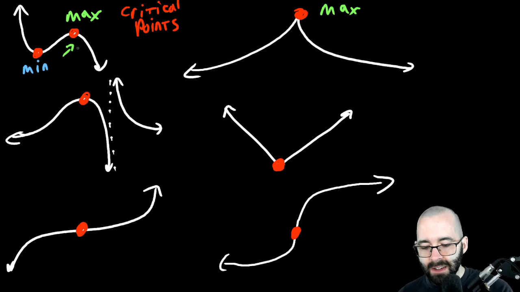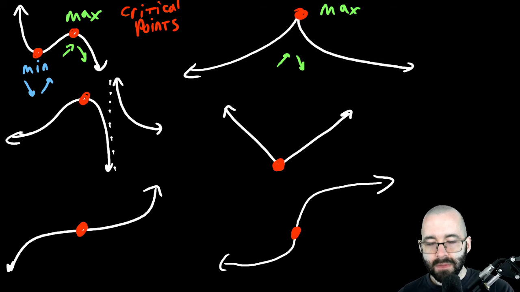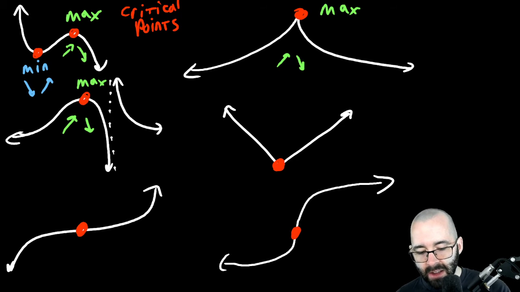Okay, here, let's keep these. I've been erasing them, but let's keep these. Let's see if we can notice a pattern. Here we have a local max. Well, what's happening? From the left, the function is increasing. The derivative is positive. To the right, the function's decreasing. The derivative is negative. It's going down. And you can see actually that this is the case for all of these on this page. Decreasing, increasing, local min.